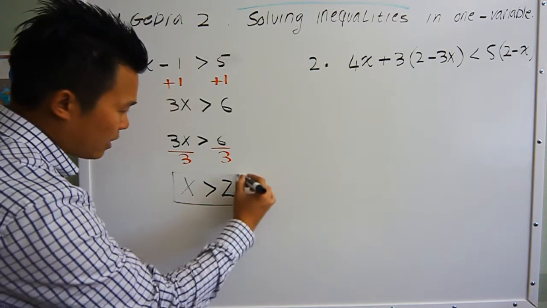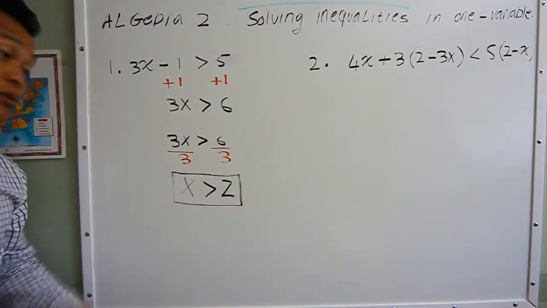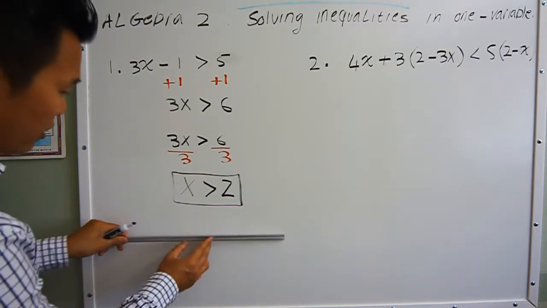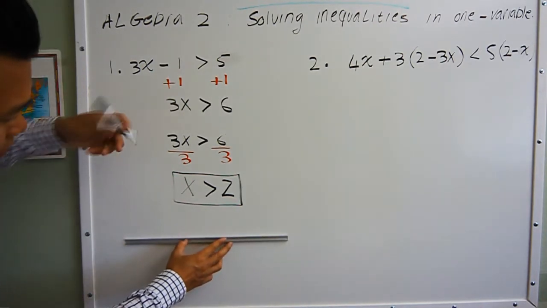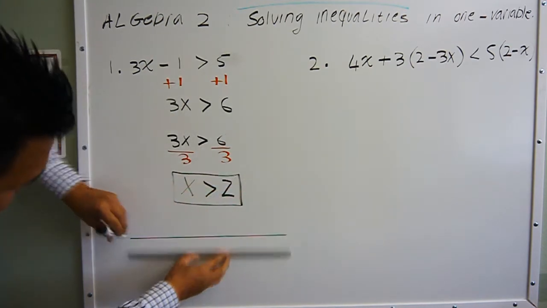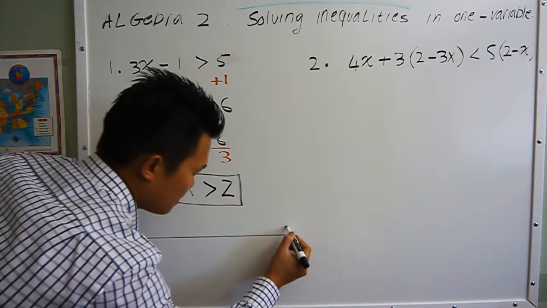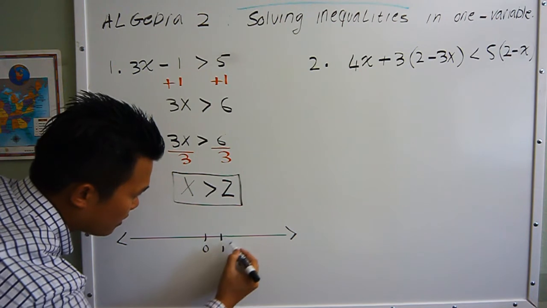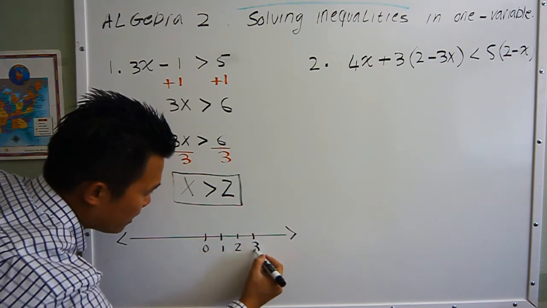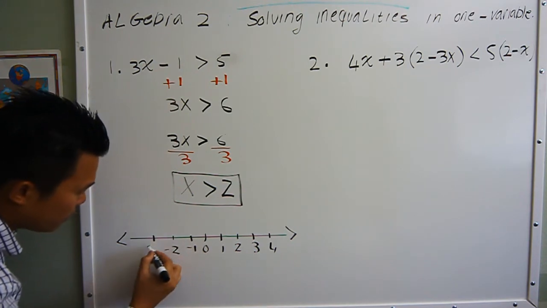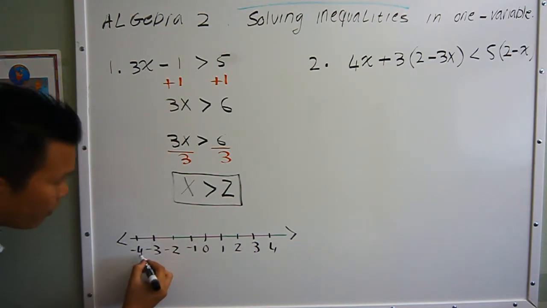Now we're going to graph the solution. Sometimes it's best to represent the solution graphically. So we're going to draw a number line. It looks like this. And then we're going to label some points: 0, 1, 2, 3, 4, and on, and -1, -2, -3, -4, and on.